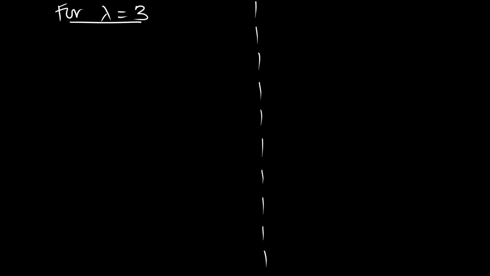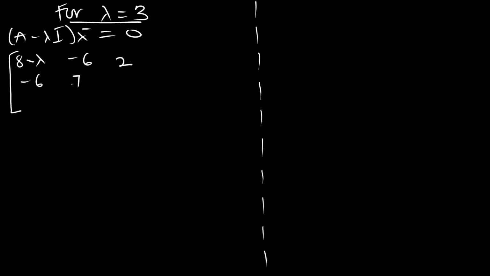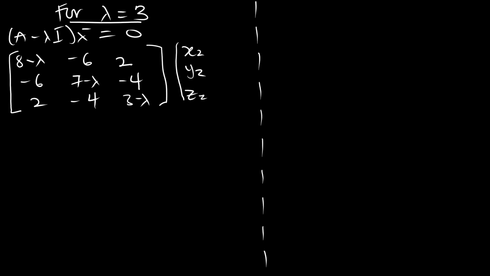The same approach, we have our A minus lambda I, the vector equal to 0. The expression for A minus lambda I is giving us 8 minus lambda, -6, 2, then -6, 7 minus lambda, -4, and we have 2, -4, 3 minus lambda. This is the second part. So I'll call the vector x2, y2, and z2. Everything is equal to 0.